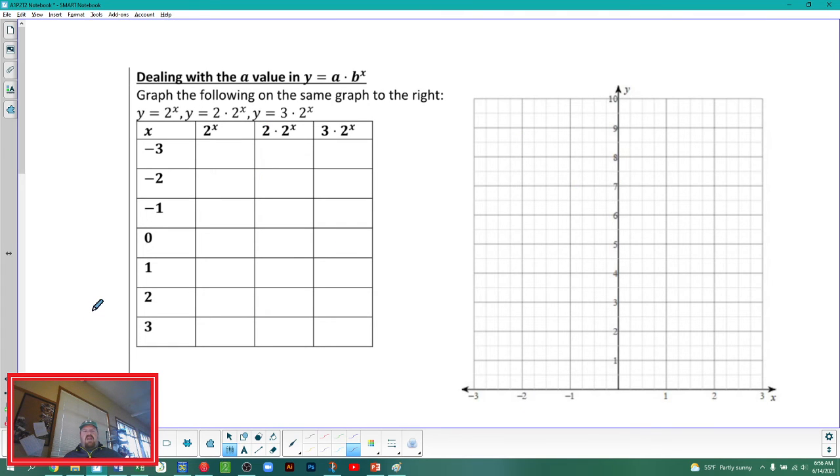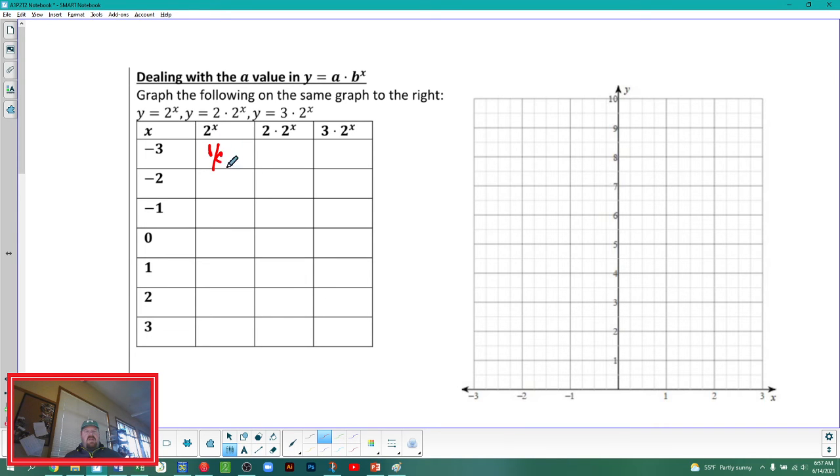So dealing with that A value, let's look at this graph here, and I've got a better scale for this one. That's kind of nice. I'm going to look at 3 other ones. I'm going to look at y equals 2 to the x, y equals 2 times 2 to the x, and 3 times 2 to the x.